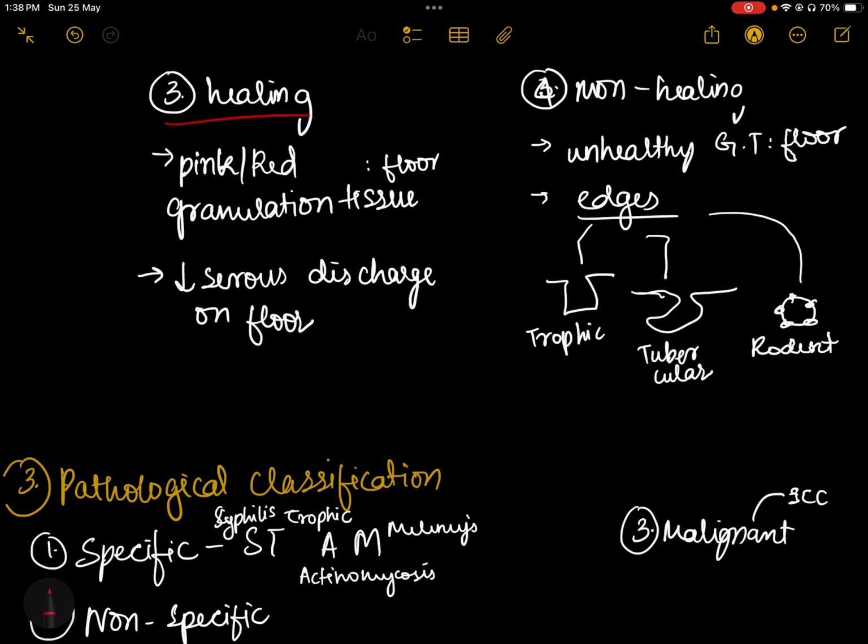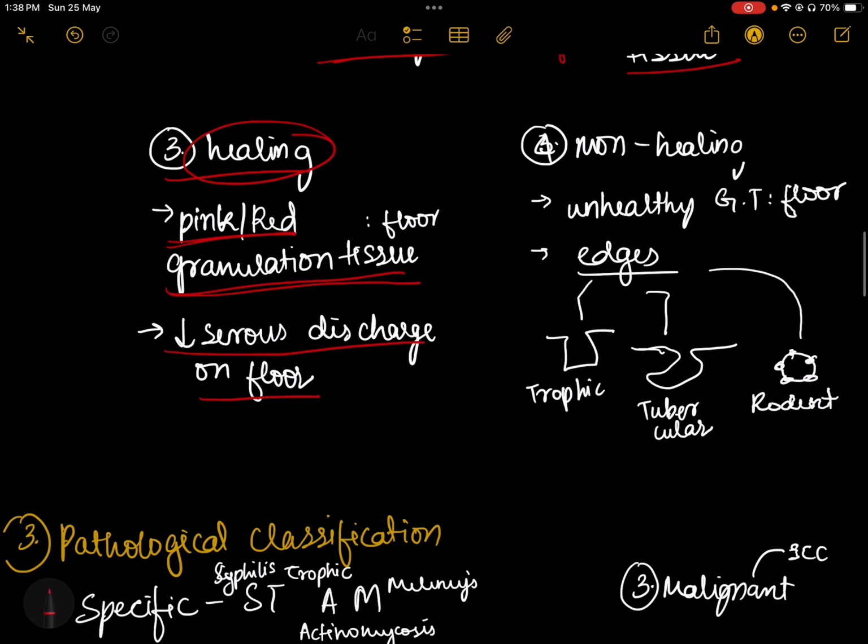Now the third one is the healing ulcer. A healing ulcer has pink or red granulation tissue. Pink or red granulation tissue means healthy granulation tissue, which means the ulcer is healing, and there is decreased serous discharge on the floor. Now if we see a non-healing ulcer, there is unhealthy granulation tissue in the floor, and based upon the edges, it can be further subdivided.